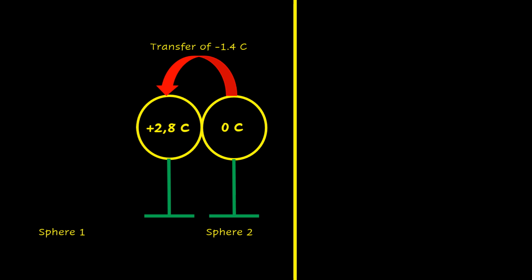This means that 1.4 coulombs of negative charge is transferred from sphere 2 to sphere 1, or from conductor 2 to conductor 1. Negative charge or electrons move from the sphere which is more negative to the sphere which is more positive. Sphere 1 is more positive than sphere 2.